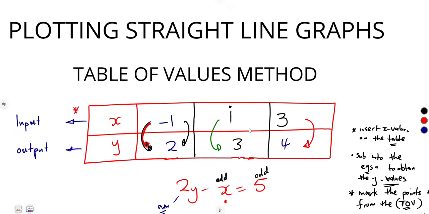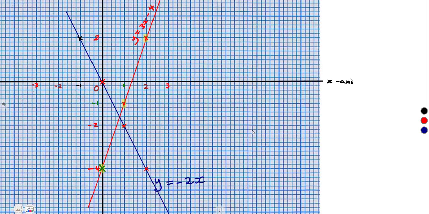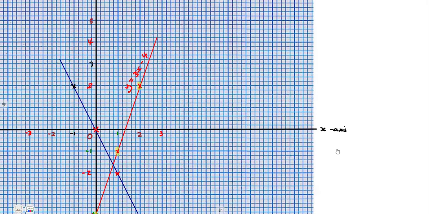Okay, another point, 1, 3. When x is 1, y is 3. So 3 is in between 2 and what? In between 2 and 4 as we are going up. So we need 1, 3. When x is 1, y is 3. These two, they meet here. Where they meet, you mark a point. That's the point 1, 3.